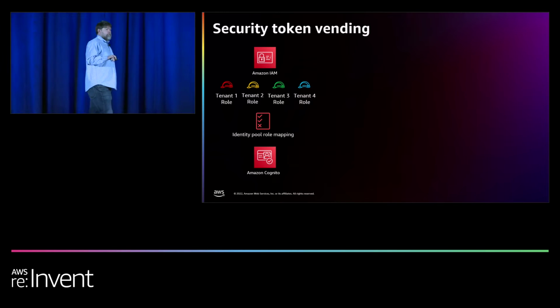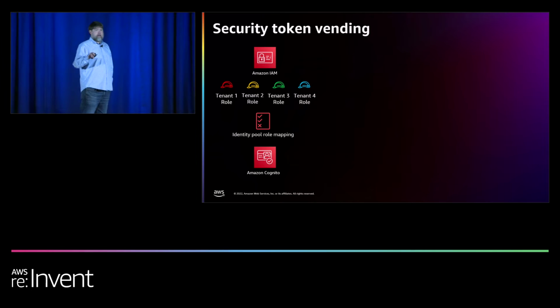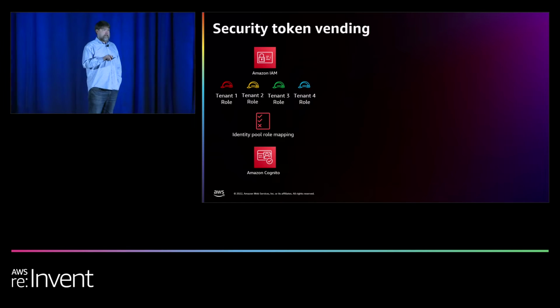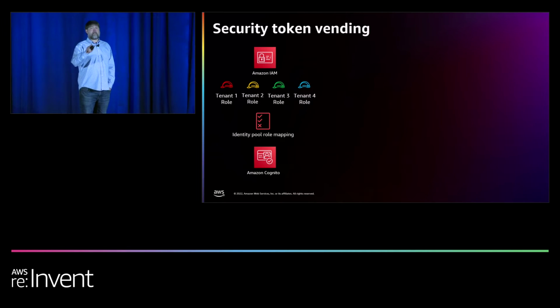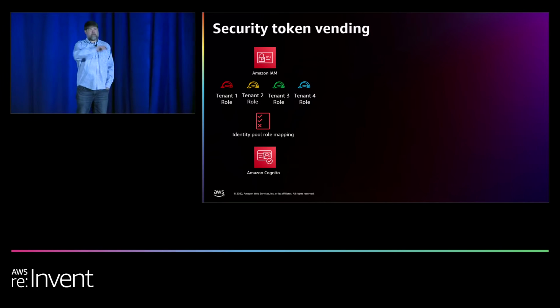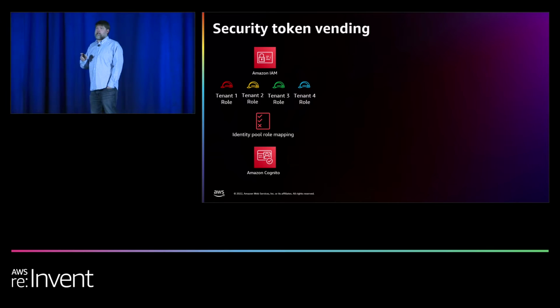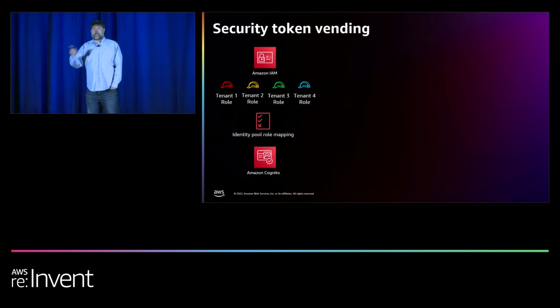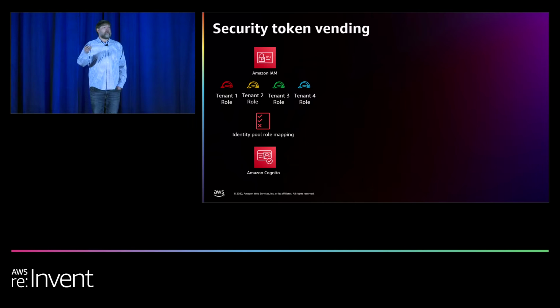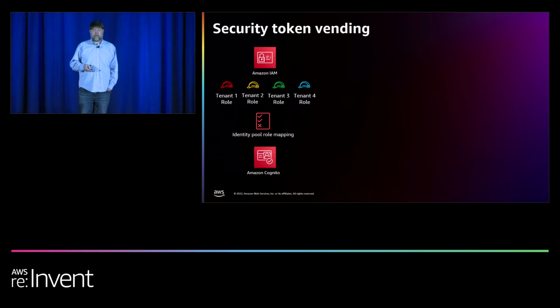But you set this up, and then you use a feature of Amazon Cognito called Identity Pools. Not to be confused with, but always is, user pools. Identity pools are completely different. It's a completely different service, and what Identity Pools do is it allows you to exchange a Cognito identity for a set of AWS credentials. Perfect. That's what we need.